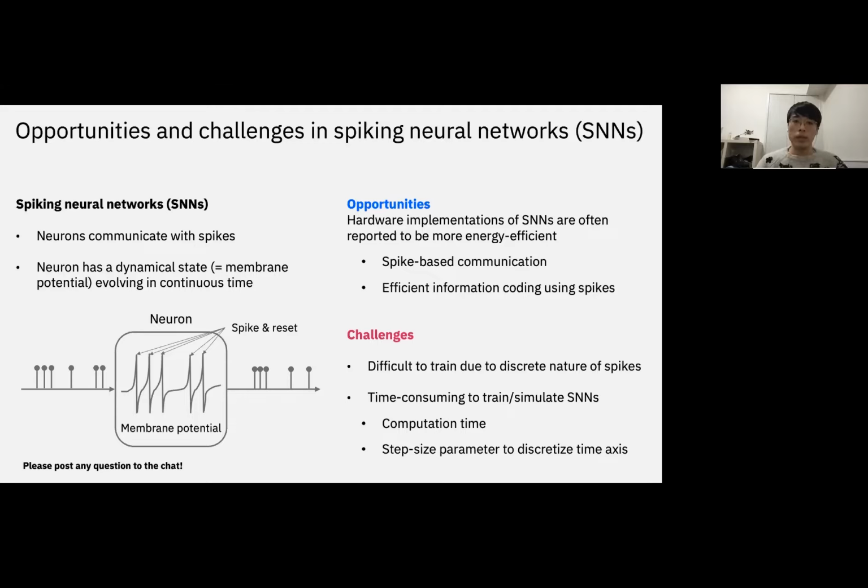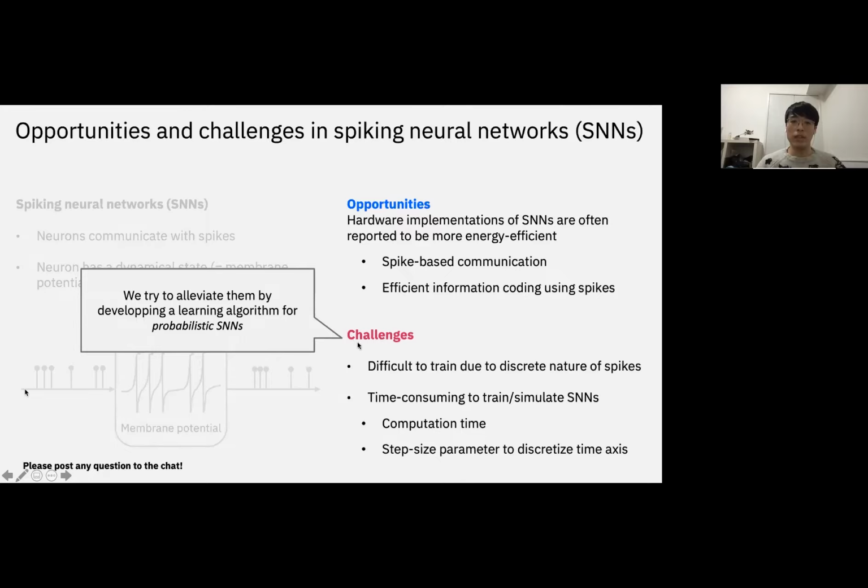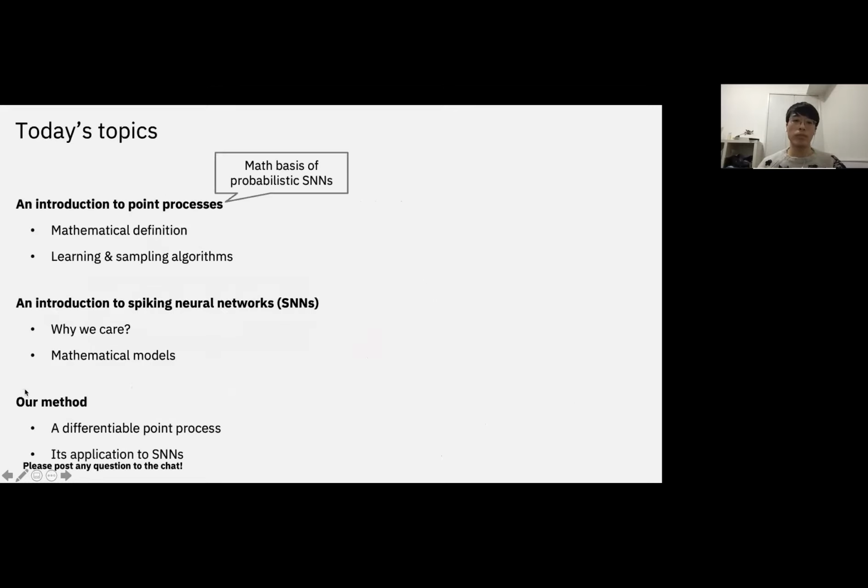So this is a brief introduction of the opportunities and challenges. We try to alleviate some of the challenges by developing a learning algorithm for a probabilistic formulation of spiking neural networks. Here is today's topic to be covered. First, I'm going to give a brief introduction to the theory of point processes, which serves as a mathematical basis of probabilistic spiking neural networks. Then I'm going to go into some introduction to spiking neural networks. And finally, I'm going to present our method.